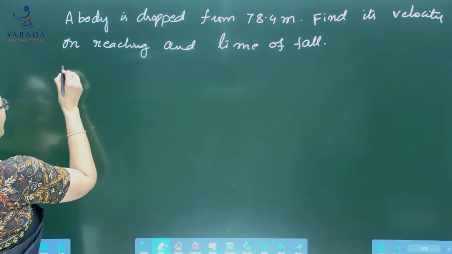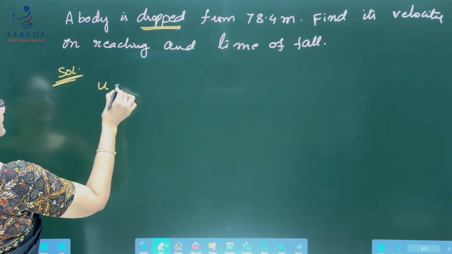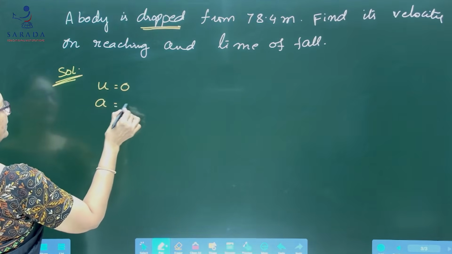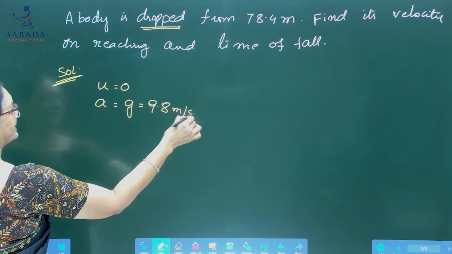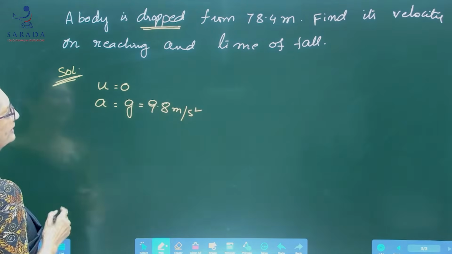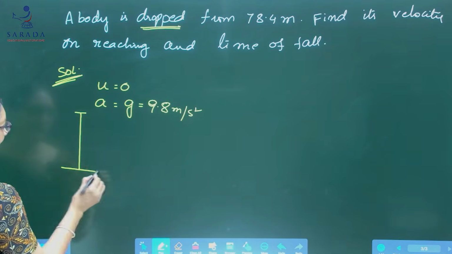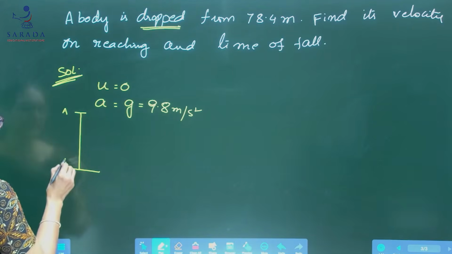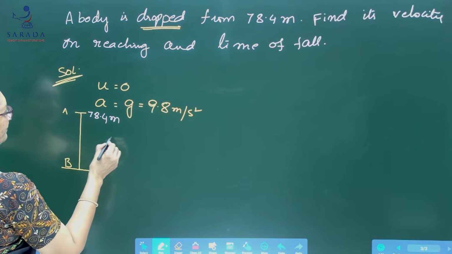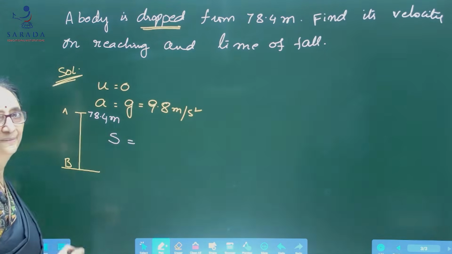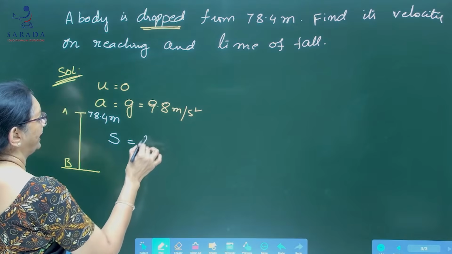Look here. We just need to note down the data. A body is dropped, u is equal to 0, a is equal to g, and we take g as 9.8 meter per second square. So, a body is dropped from this point and reaches the ground. The starting point and the final point are 78.4 meters apart. On reaching the ground, its displacement s is equal to the height from which it is dropped.